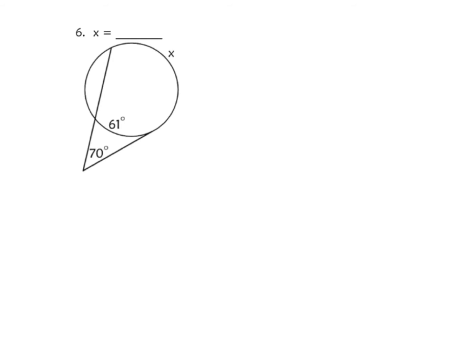Okay, number 6, this is an outside angle. We know outside angles are equal to 1/2 of the major arc minus the minor arc. So 70 is equal to 1/2 of x minus 61. So multiply both sides by 2 to clear my fraction. I have 140 equals x minus 61. Add 61 to both sides. I have 201 equals x.